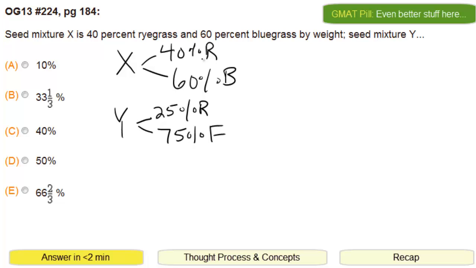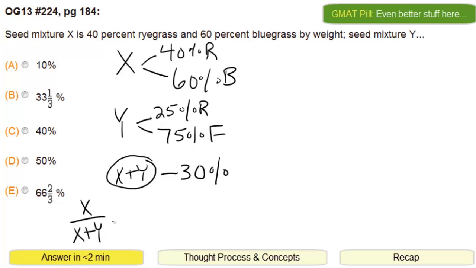So we have to combine X and Y to make some kind of mixture, and we're told that's 30% ryegrass. Now the question is asking, what is the weight of X in this mixture? Well, that's basically X divided by X plus Y in this mixture, and we're asked, what is this?